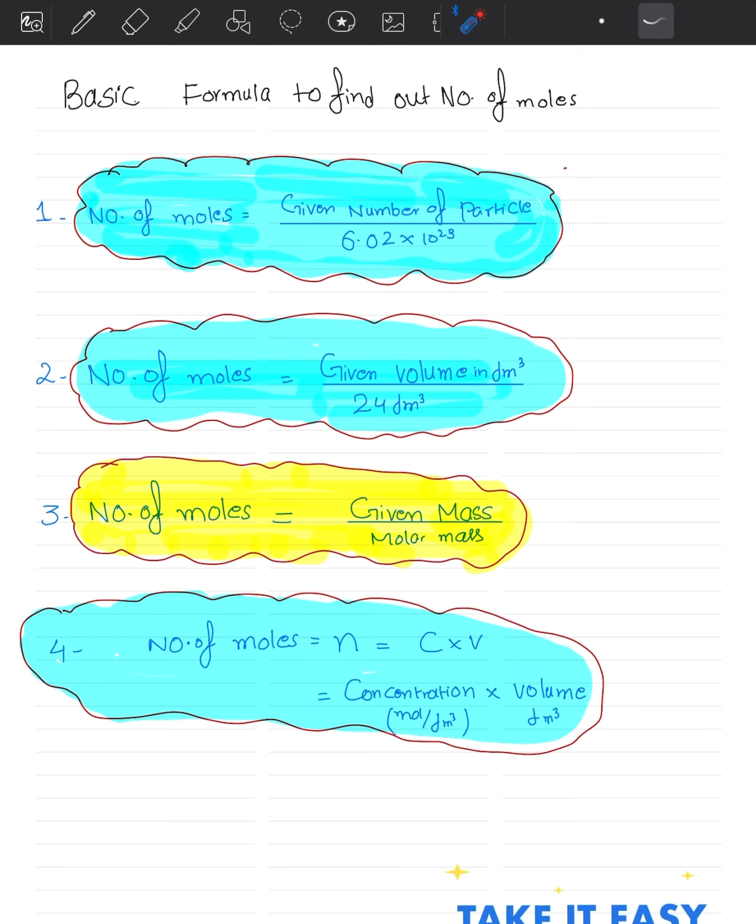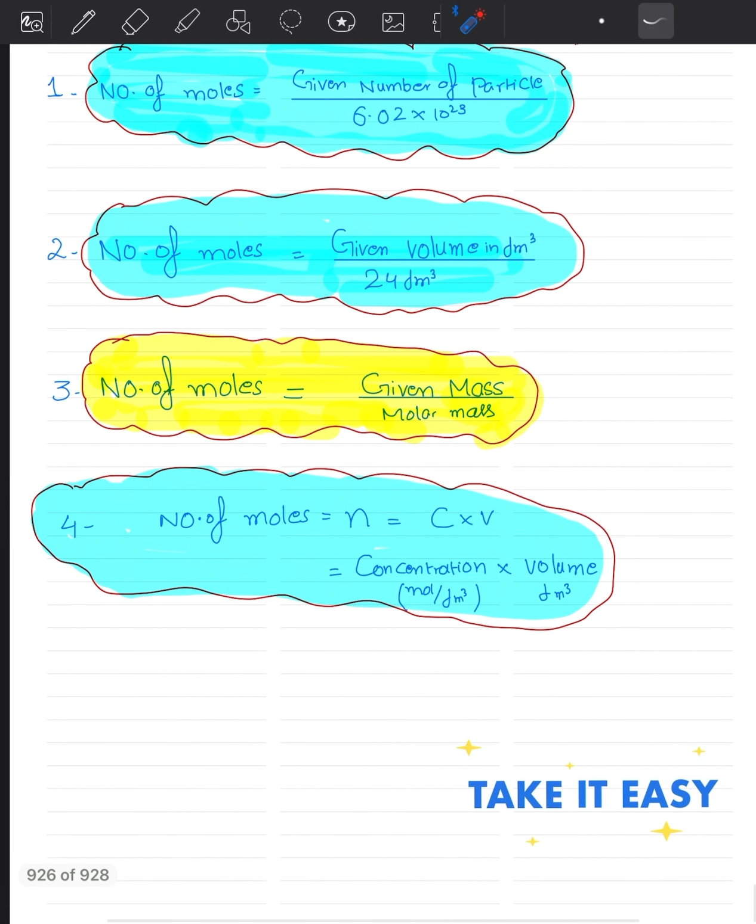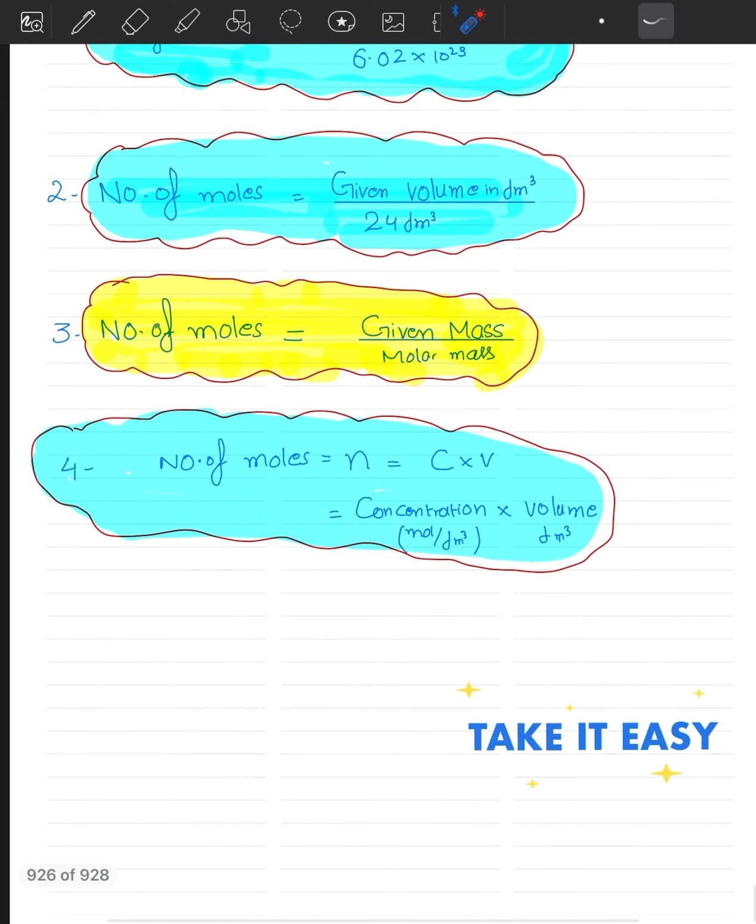And if the mass is given, you will divide the given mass by the molar mass, and molar mass is the same thing as the atomic mass of an element or the molecular mass of the compound. And whenever the concentration is given, you will multiply concentration with volume, you will get the number of moles.